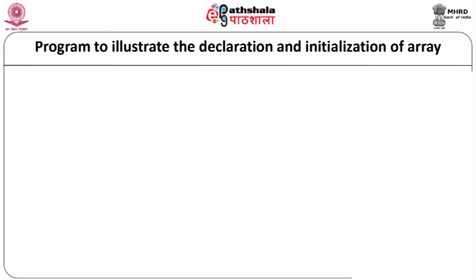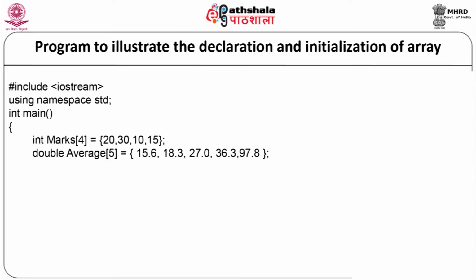Now, let us see a simple program to see the usage of declaration and initialization of an array. We will start with our program: #include <iostream>, using namespace std. We will start with our main program, int main. Now, here we are going to declare two arrays as int marks[4] and we will initialize it as equal to 20, 30, 10 and 15. The second array we will declare and initialize as double average[5] equal to, in curly braces, 15.6, 18.3, 27.0, 36.3 and 97.8.